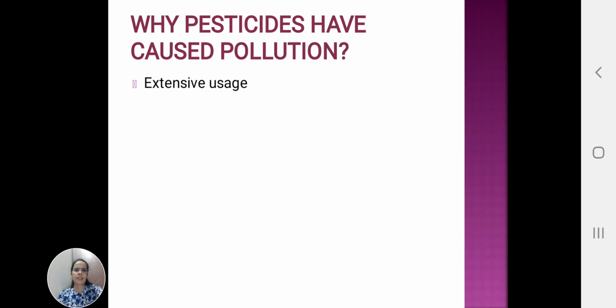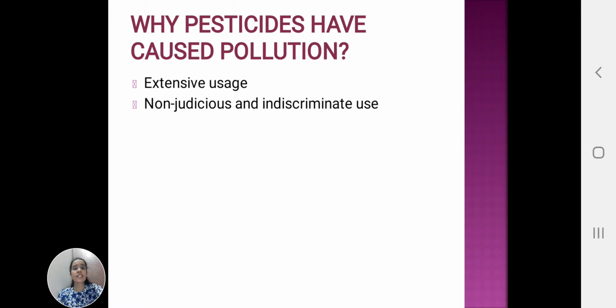What makes these pesticides cause pollution? One of the most important reasons for this is the extensive usage. As I already pointed out, because of the immense ability of these pesticides to control the pests and to increase the agricultural production of the crops, vegetables, etc., they have been extensively used over the years.